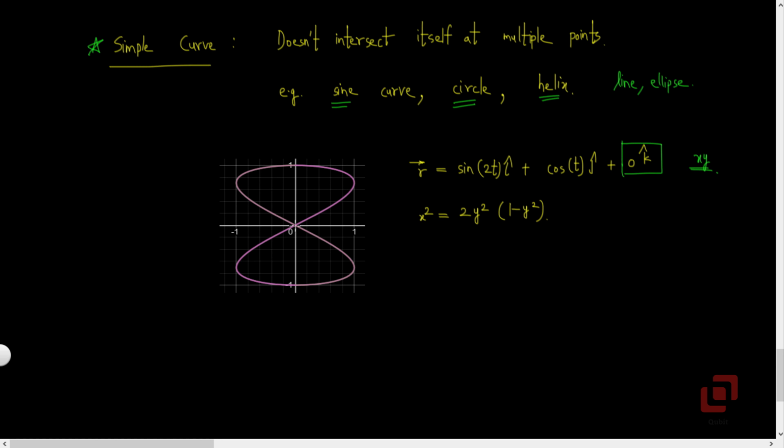For this curve, origin is such a point where the curve is intersecting itself twice. This is one branch of the curve, and this is the second branch of the curve. And as these two branches intersect at origin, this curve is not a simple curve, and origin is also known as a multiple point. Do you recall any other example of a curve which is not a simple curve? I will give you two examples. One of them is the Rose curve, and the second one is the Lemniscate.